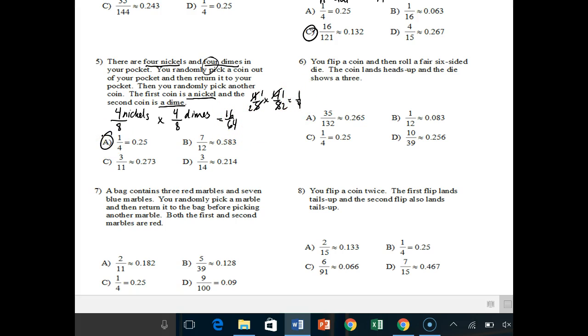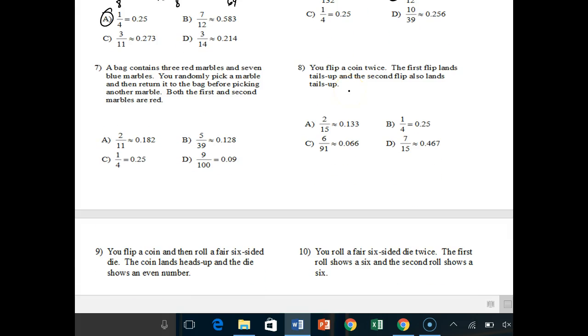A is your answer. I'm going to do number 6 because it contains 2 separate things. So let's take a look. You flip a coin and then roll a fair 6-sided die. The coin lands heads up and the die shows a 3. So the probability of getting heads on a coin is 1 over 2. The probability of getting the number 3 on a die is 1/6. So there's your probability, and you just multiply those two together. So you get 1 over 12.